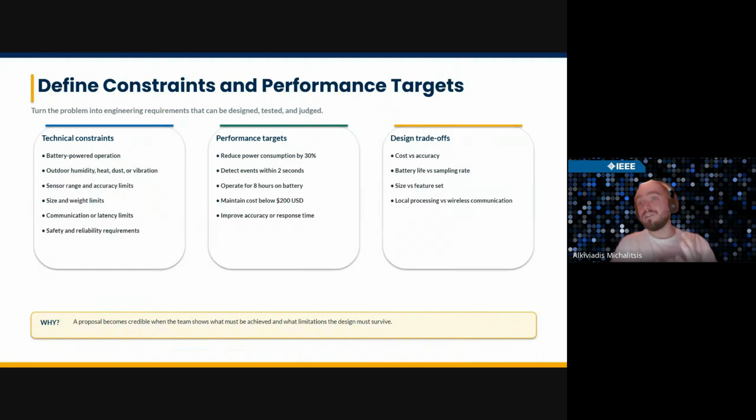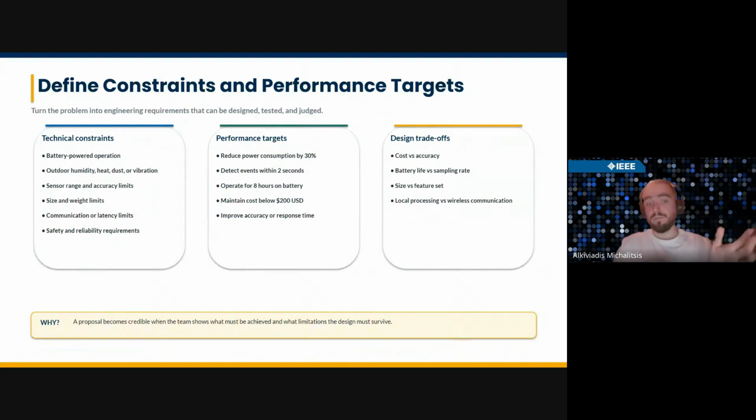Local processing versus wireless communication. This is a nice thing. We will create a system that has only one processing power or two. We will create something that gets the data from a wired sensor or from a wireless sensor. These are some of the things you might consider during your implementation and your design thinking.